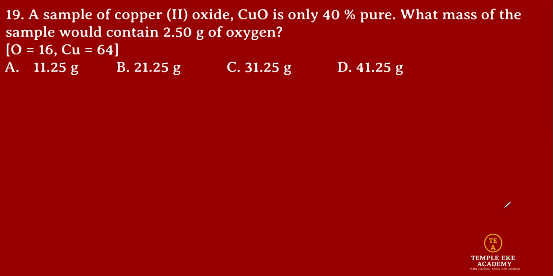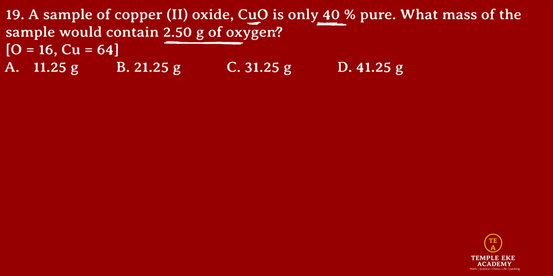All right, this is a calculation on chemical composition stoichiometry involving purity of samples. A sample of copper 2 oxide, formula provided, is only 40% pure. This is percent purity of the sample. What mass of the sample would contain 2.50 grams of the oxygen?